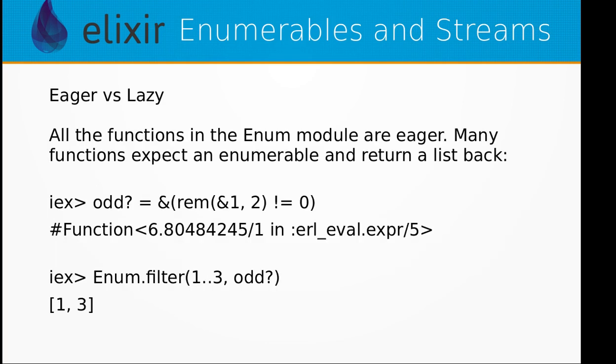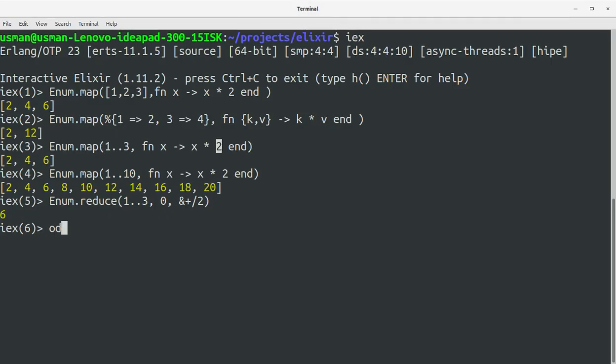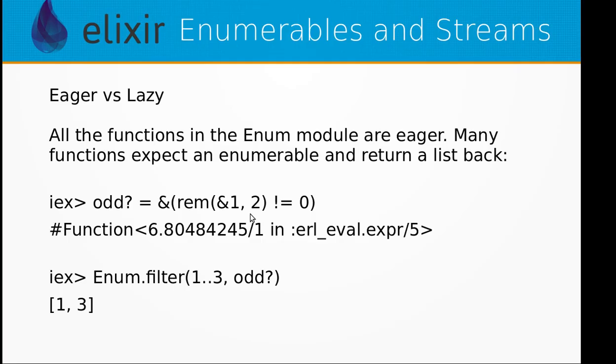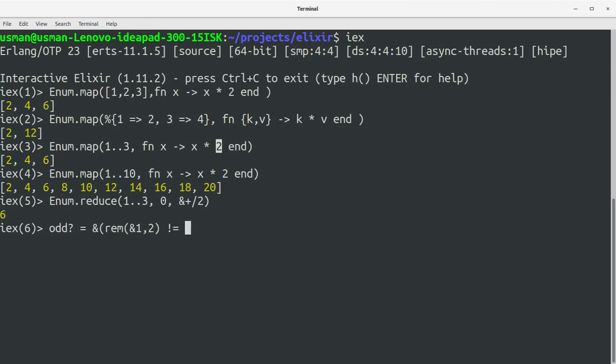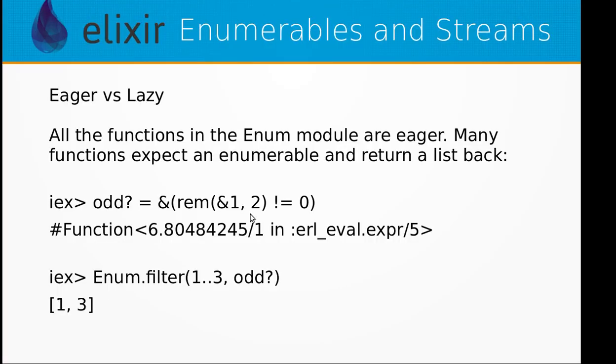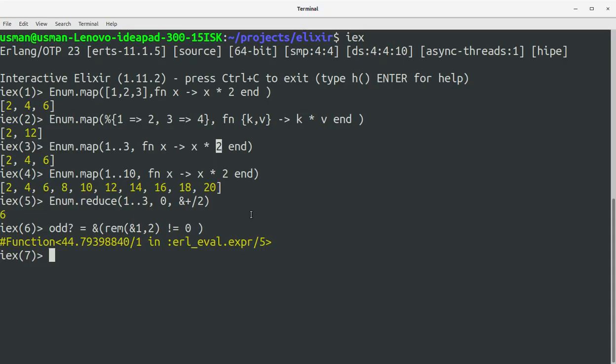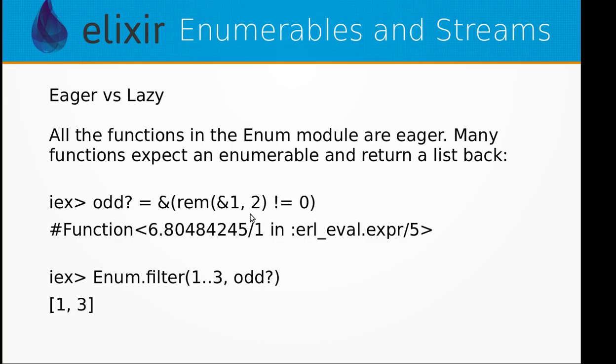Let's first look at a concept: eager versus lazy. All the functions in the Enum module are eager. Many functions expect an enumerable and return a list back. So let's look at an example. odd? = &(rem(&1, 2) != 0). Okay, so we have a function now, and let's use the odd function.